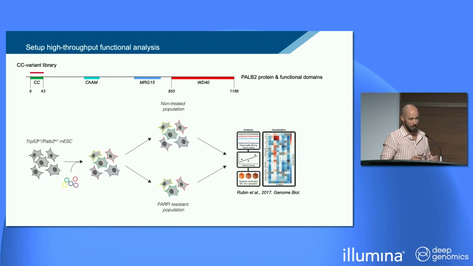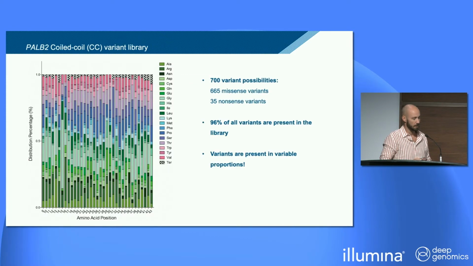With the high throughput analysis, we really wanted to be pragmatic and focus only on the coiled coil and WD40 regions. We started with the coiled coil region because it is quite small. We obtained a variant library for that domain through collaboration with a company. On the next slide, you can see the diversity of all of the protein variants in that library. The coiled coil region goes from leucine 9 to lysine 43, so that's 35 amino acids. For that region, you then have 700 variant possibilities: 665 missense variants and 35 nonsense variants.